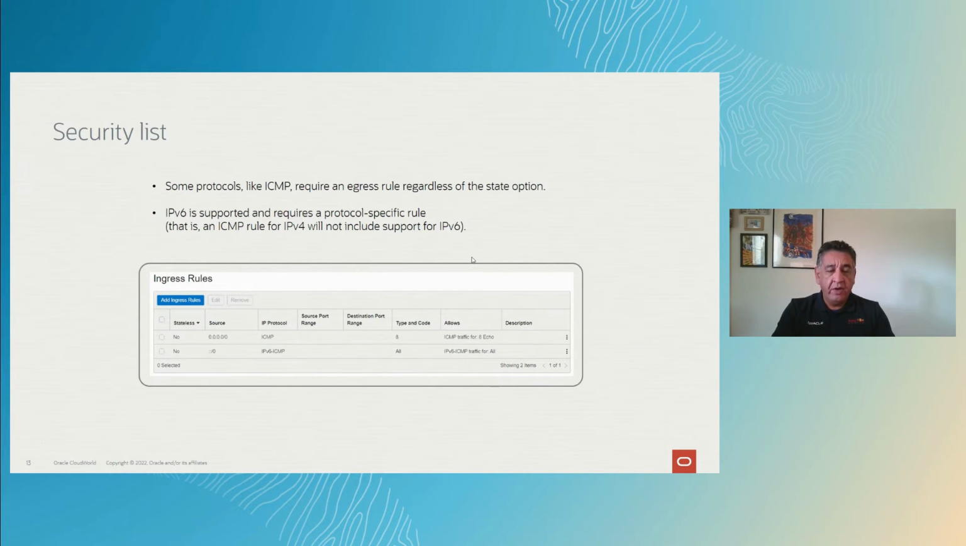Now IPv6 is supported, but you need to be very careful when you deal with IPv6, because if you have IPv4 rules and permissions enabled on your subnet, it doesn't mean that automatically they'll roll over to IPv6. For example, for ICMP, you need to specify ICMP for IPv6 in addition to ICMP for IPv4.